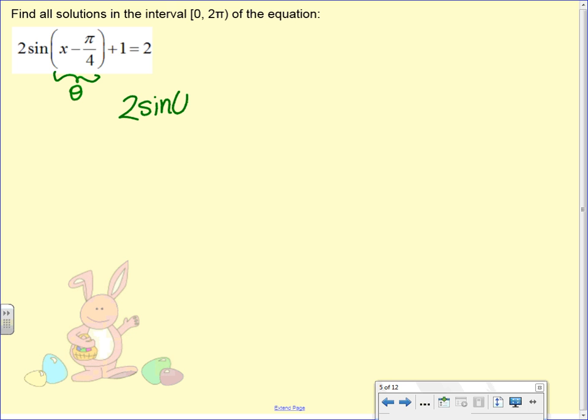2 sine theta plus 1 equals 2. This looks like what we were just doing a minute ago. Okay, so how do I solve for sine? Sine alone.